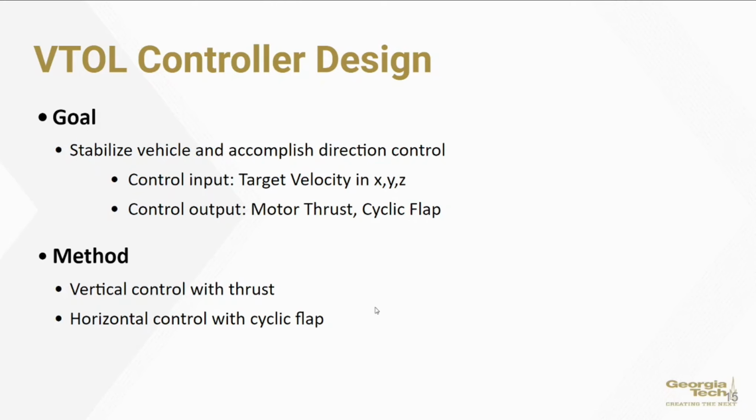So with the aerodynamics model properly implemented inside the simulator, we proceeded to controller design. Our goal here is to design a controller that can stabilize the vehicle and accomplish direction control. We'll give our SpinVTOL a target velocity in the X, Y, and Z directions, and the SpinVTOL by itself should adjust its motor thrust and cyclic flap to match our target velocity. We divided our controller design work into two parts. The first is vertical velocity control, which we accomplish by adjusting the thrust. The other part is horizontal velocity control by adjusting the cyclic flap angle.